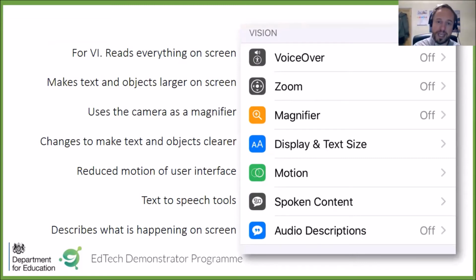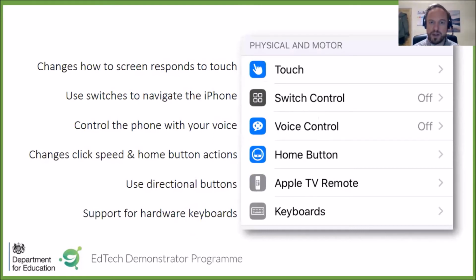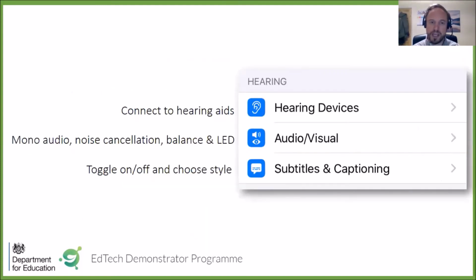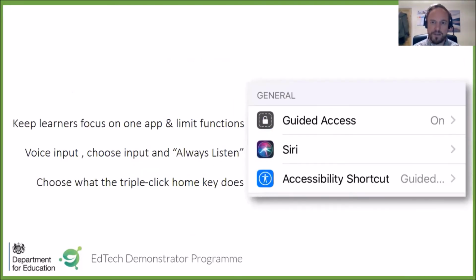So importantly here, you've got things like text-to-speech, zoom, and a magnifier. You've got different options with voice control, which means you can completely control your phone with your voice. You can change what the shortcut buttons do with the home button. For hearing, you can connect to hearing aids and you can toggle subtitles on and off. You can have guided access, which will shut down part of the screen, so you can only access certain parts, and Siri, which is voice control, which is very powerful too.